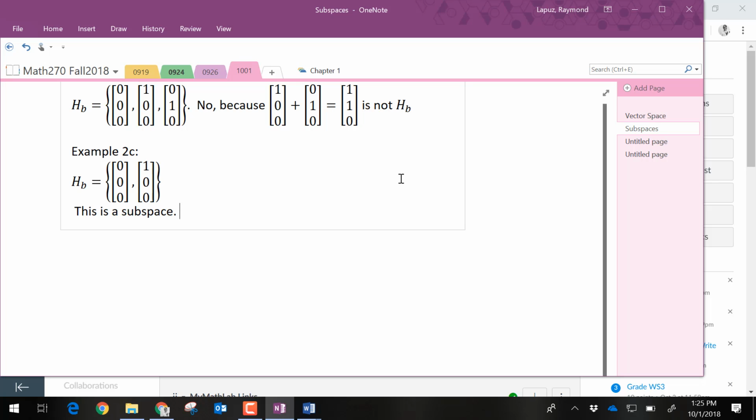Then you're done. Like this one, we found a combination of these two that was not in the field, and so that's it. All right. So this is a subspace. This last one is a subspace.